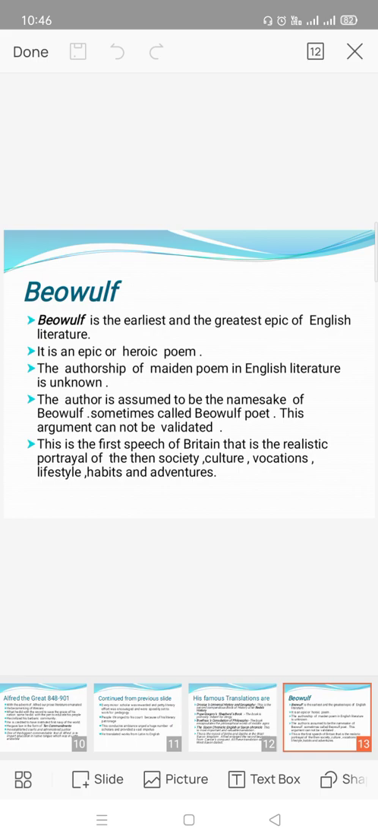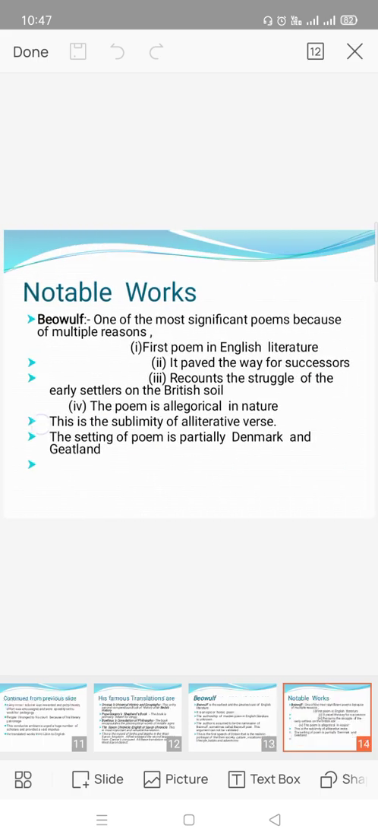The poem is the first speech on British soil, and it is a realistic portrayal of the then society, culture, vocation, lifestyle, habits, and adventure. We know that literature is the mirror of society, and it is the written record of the races. Behind every book is a man, and behind every man is a race. And when we recount this, it becomes literature. So the poem depicts each and every tidbit of the then culture, society, lifestyle, and habits of the people.